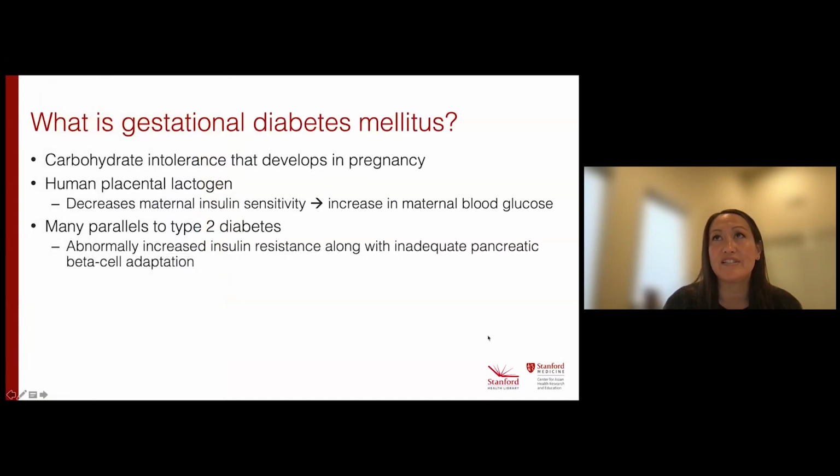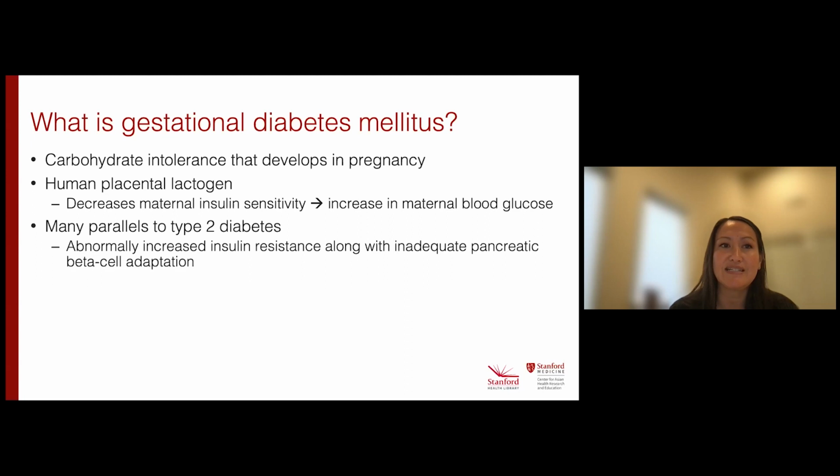So what is gestational diabetes? It's carbohydrate intolerance that develops in pregnancy. As the placenta grows, it releases hormones such as estrogen, cortisol, and another hormone called human placental lactogen. Human placental lactogen decreases maternal insulin sensitivity and leads to an increase in maternal blood glucose. Normally the pancreas is able to make additional insulin to overcome insulin resistance. But when production is not enough to overcome the effect of placental hormones, then the result is gestational diabetes.